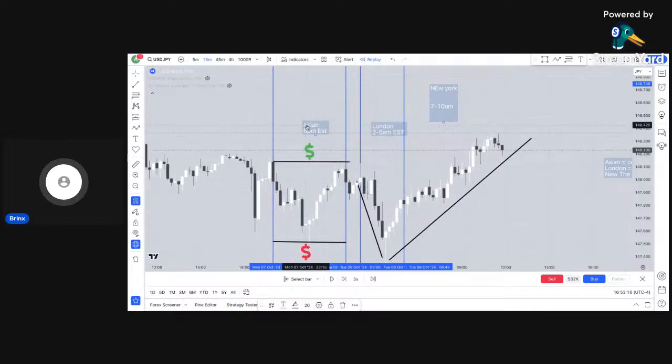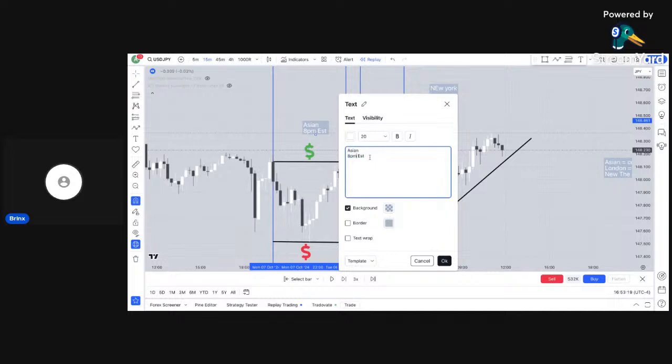So the session windows that you read online, like on Baby Pips or whatever, or even the ones that we talked about last week, they're going to be the overarching windows, but these are the windows that I want you guys to look at for price action.